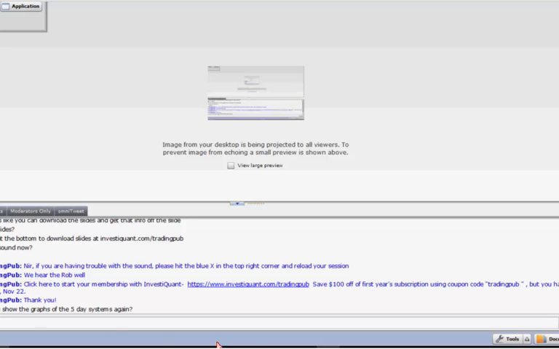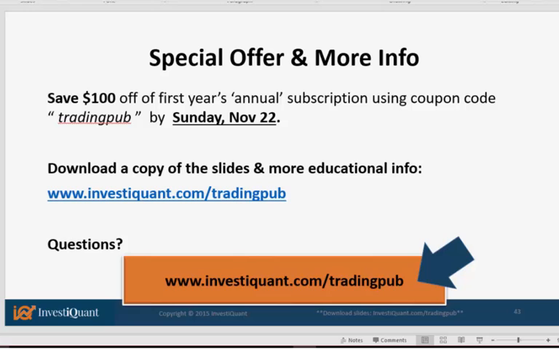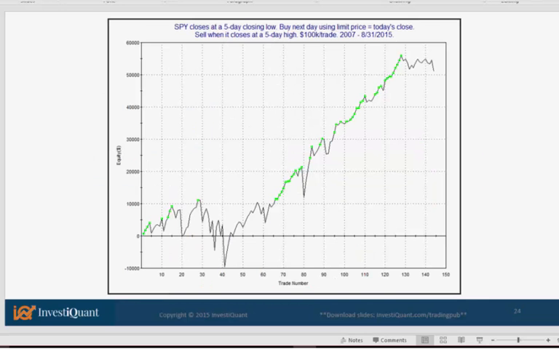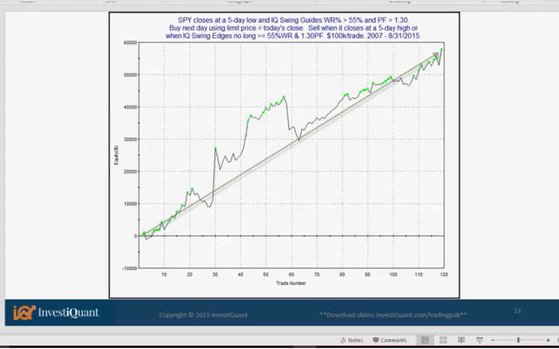Graphs of the 5-day systems again? Sure. So this is the 5-day high, 5-day low stats, and this was the results, the profit curve assuming you took every one of those trades, and you can download this yourself. And then the profit curve changed to this one if you further filtered it. All right, so it became a bit straighter.